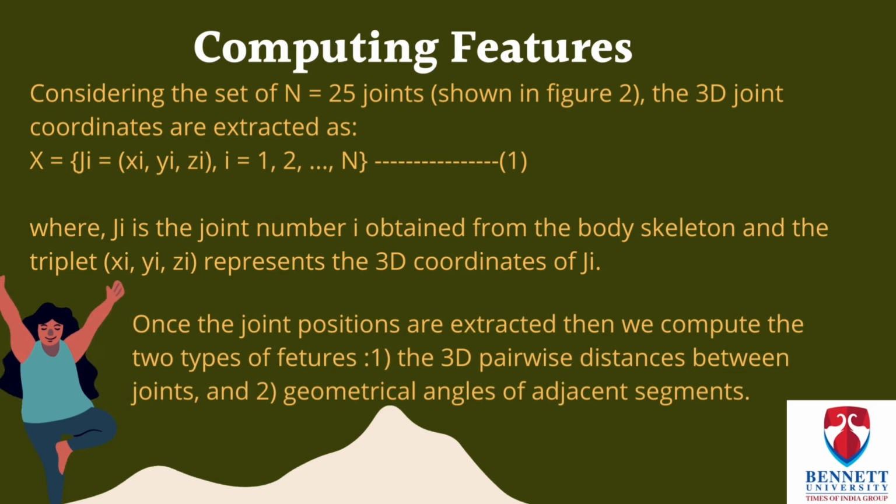Considering the set of n equals 25 joints, the 3D joint coordinates are extracted as j_i = (x_i, y_i, z_i), i = 1 to n, where j_i is the joint number i obtained from the body skeleton. Once joint positions are extracted, we compute two types of features representing human body posture. Number one, the 3D pairwise distances between the joints, and number two, geometrical angles of adjacent segments.